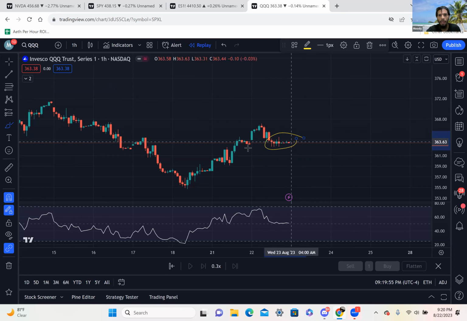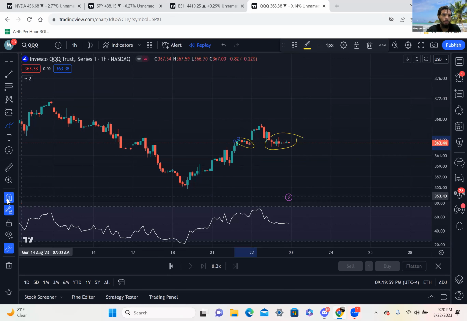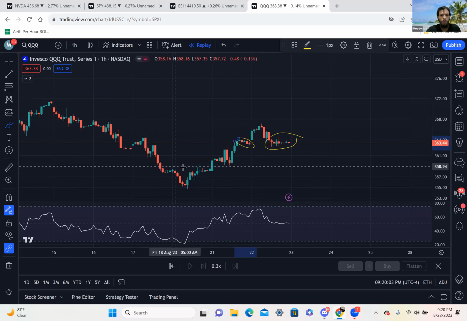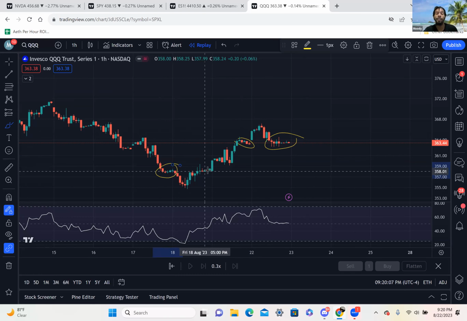Off of a bear flag. We also had a little bit of consolidation right here as well, off of the bull flag that was breaking out. Of course, we had another one right here, right? So yes, you can see the consolidation within certain patterns when they're forming.